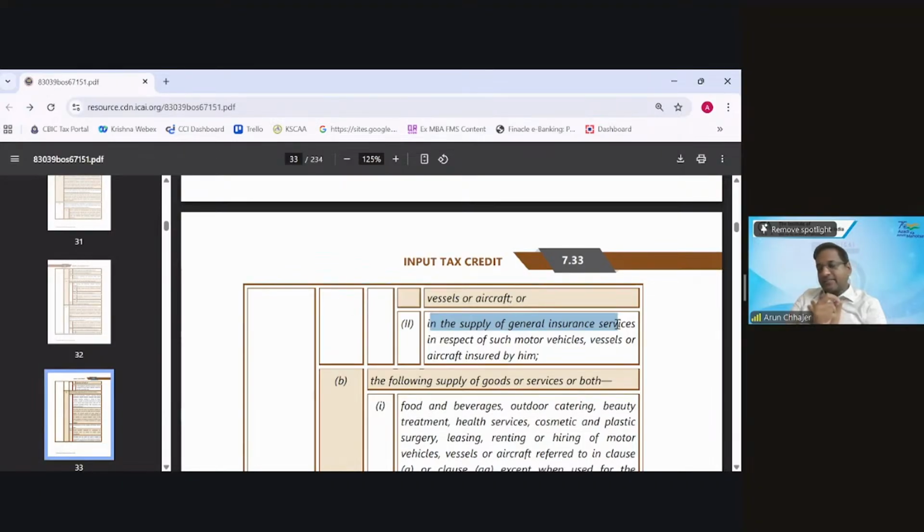Let me repeat once again. If I am a general insurance company, you have taken the insurance from me for your motor vehicle. Try to understand. I am a general insurance company. You have taken the insurance. So if the car needs repair and maintenance, I have to reimburse or not? You took car insurance from me; if your car has some repair and maintenance, then I need to reimburse.